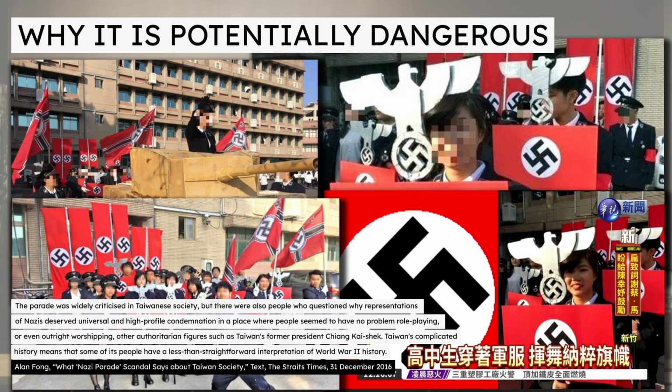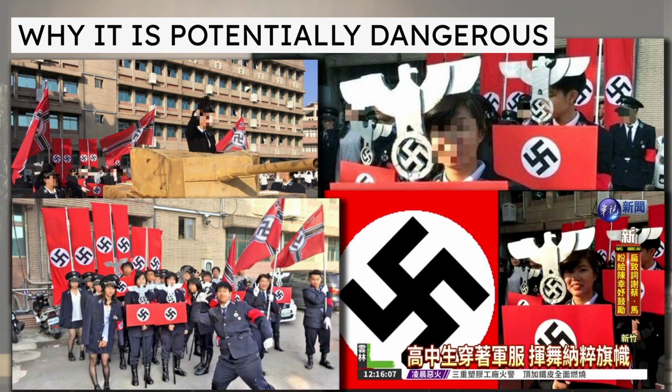The writer, Alan Fong, noted that although, quote, the parade was widely criticized in Taiwan society, end quote, some Taiwanese asked why there was a condemnation of Nazi representation, given that other authoritarians in Taiwan's history, such as Chinese military dictator Chiang Kai-shek, are both role-played and idealized. Fong added, quote, Taiwan's complicated history means that some of its people have a less than straightforward interpretation of World War II history, end quote.